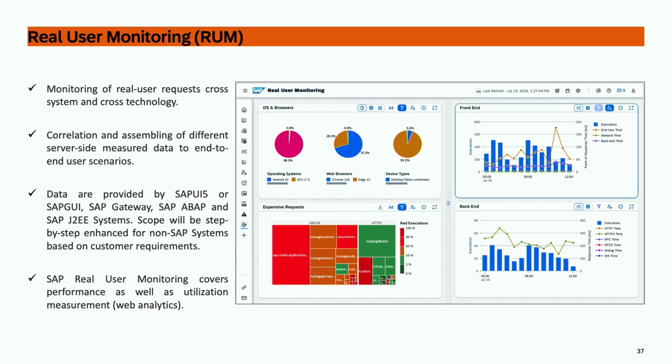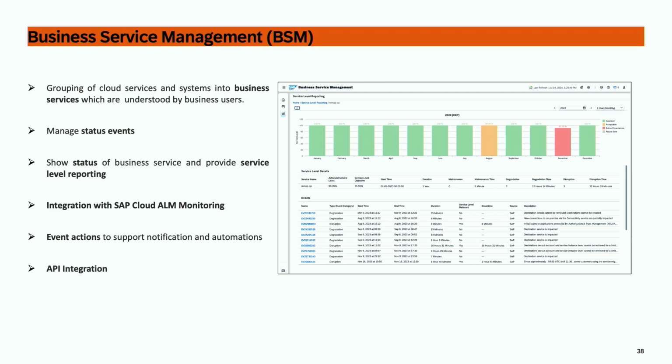The next two slides just summarize what I have shown you in the live systems. Real user monitoring, also called RUM, where we are monitoring the user behavior, so what they are actually seeing in the application, backend statistics, front-end statistics, and also which devices are accessing our landscape. And business service management, which was shown, which we use to manage our internal events, but also the events which are coming from SAP.